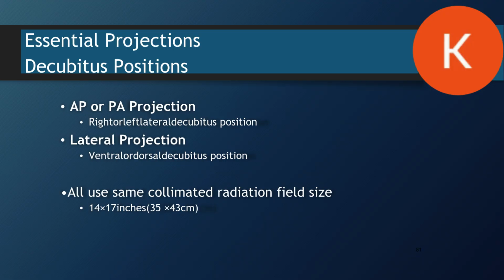Essential projections for decubitus position. We have the AP or PA projection, which is right or left lateral decubitus position. Then we have the lateral projection, which is ventral or dorsal decubitus position. All use the same collimated radiation field size, which is 14 by 17 inches or 35 by 43 centimeters.